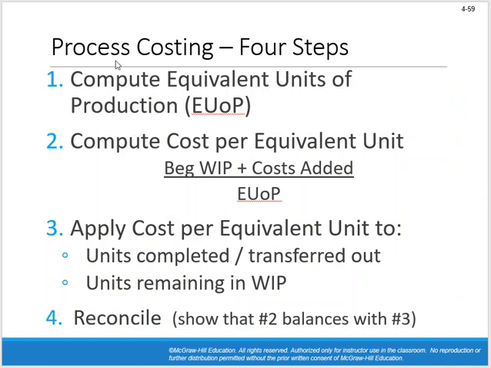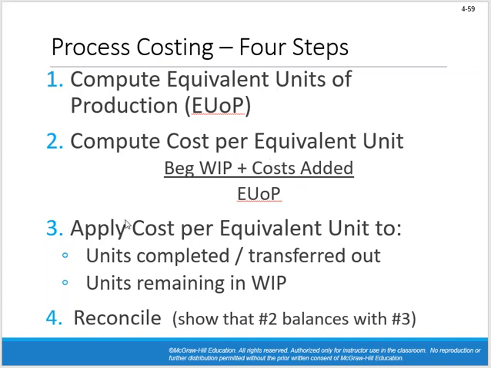So in review, we want to compute our equivalent units of production, which is going to be the units completed and transferred plus the partially completed units. Step 2, we want to compute our cost per equivalent unit. We're going to do that by taking our beginning WIP costs plus our cost added during the period and dividing it by our equivalent units of production from number 1. Remember to keep it separate for materials and conversion.